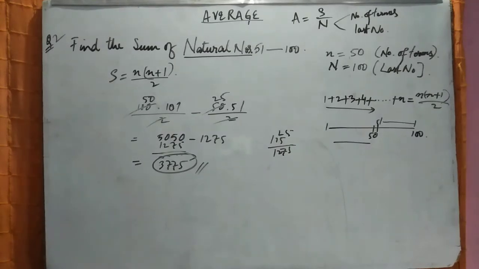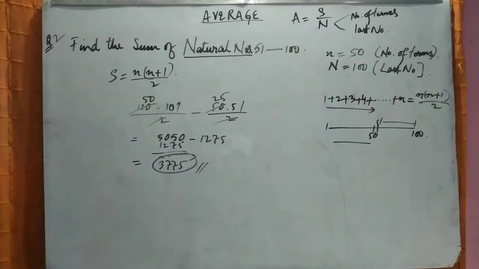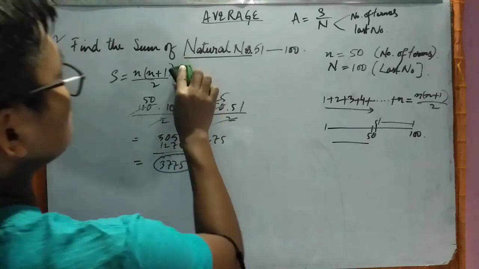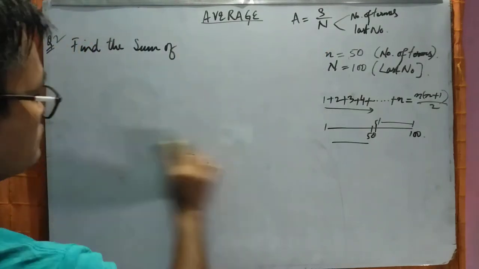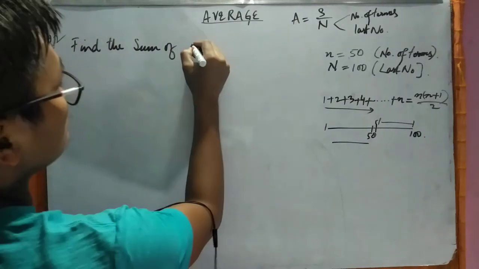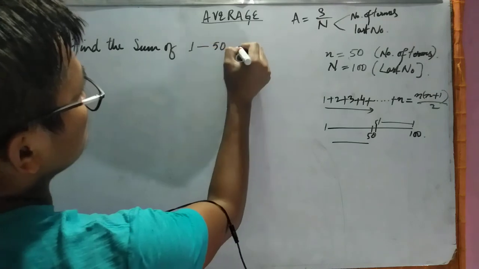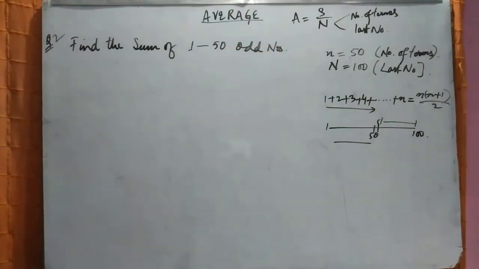So, the answer is 3775. There are 50 odd numbers.